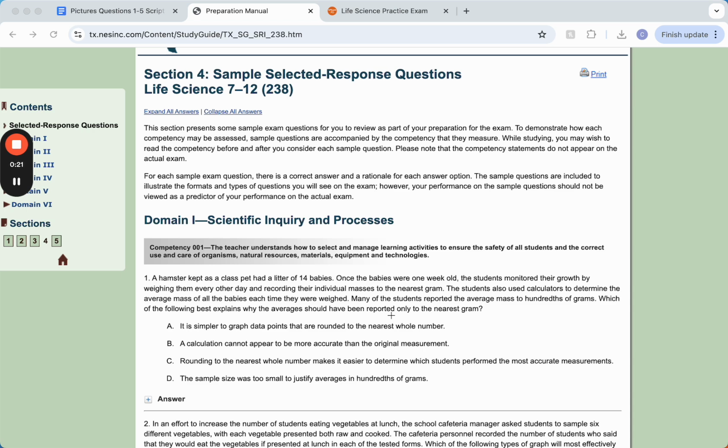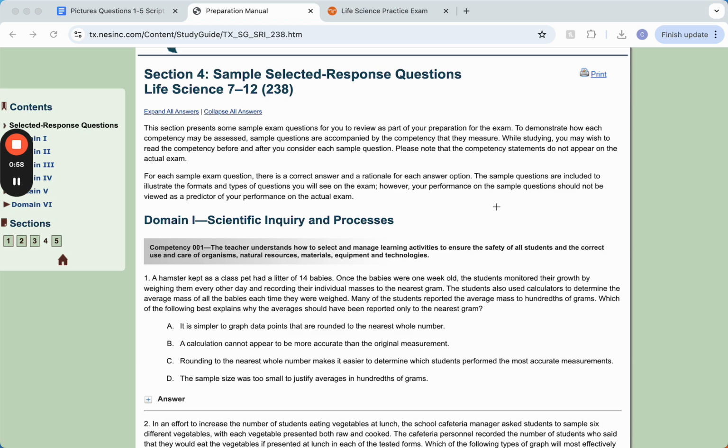So starting with question 1, it says a hamster kept as a class pet has a litter of 14 babies. Once the babies were 1 week old, the students monitored their growth by weighing them every other day and recording their individual masses to the nearest gram. The students also used calculators to determine the average mass of all of the babies each time they were weighed. Many of the students reported the average mass to the hundredths of grams. Which of the following best explains why the averages should have been reported only to the nearest gram?